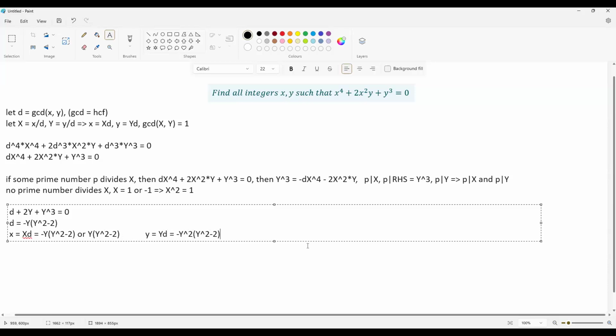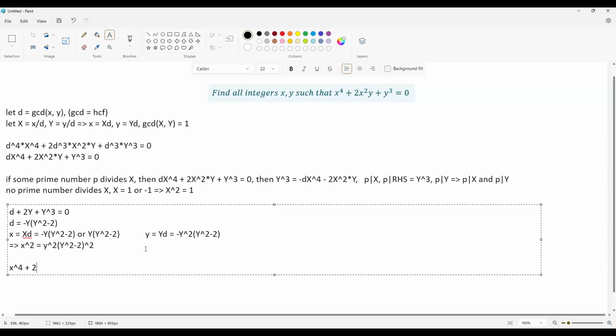Let's substitute this back into the original equation. Noting that x squared is always y squared times y squared minus 2 squared. So now, if we substitute it back, we don't need to consider the negative or positive case.